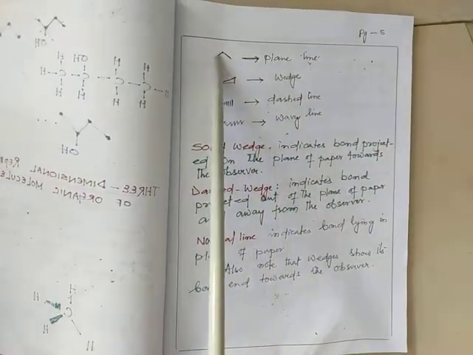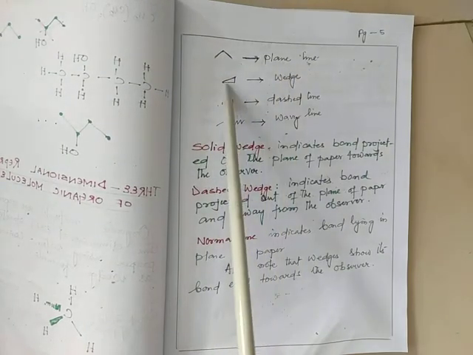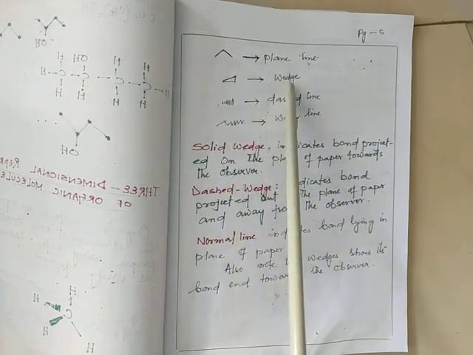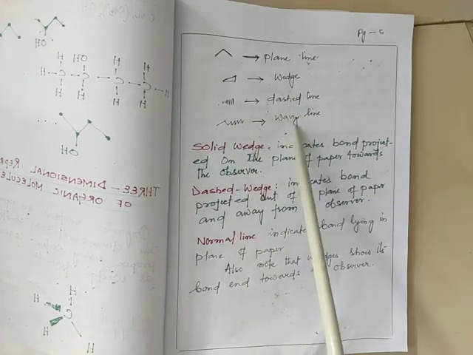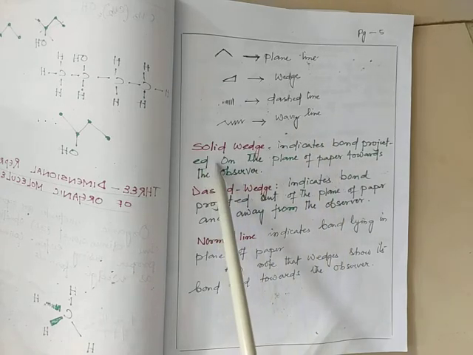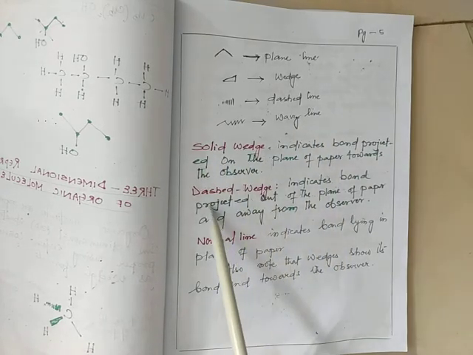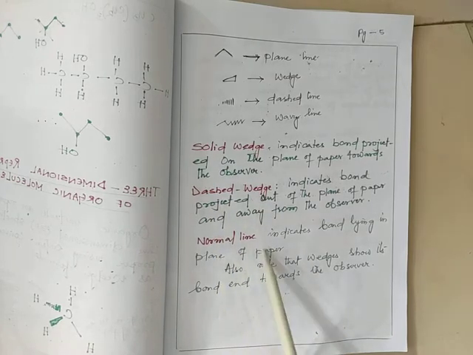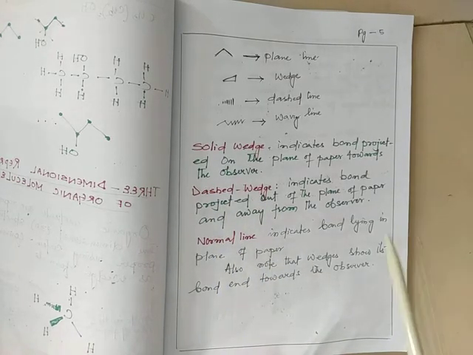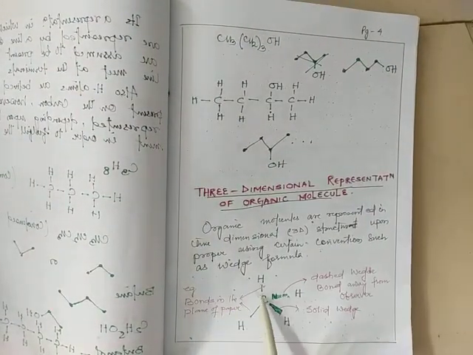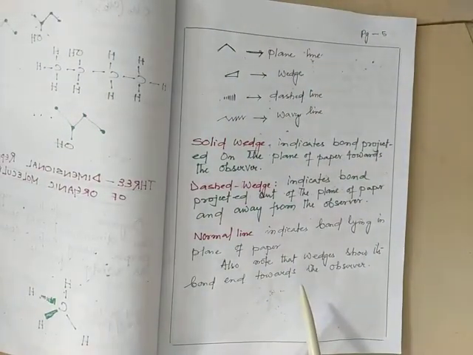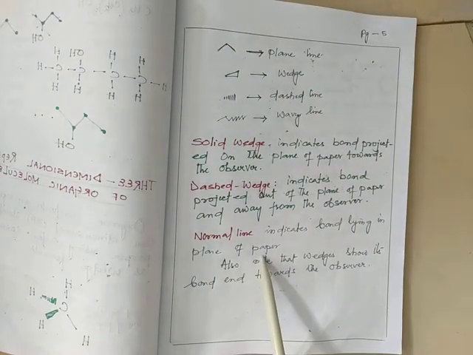Now here in this form, that is a plain line, and then this one the triangle type wedge, then this one dotted, dash line, then zigzag one, this is a wavy line. So now here is the solid wedge, and then what is the dash wedge, normal line, that means the plane, that carbon and hydrogen at this one, we just say bond in the length. So this one is a normal line. So this normal line indicates that it is lying in the plane of the paper.